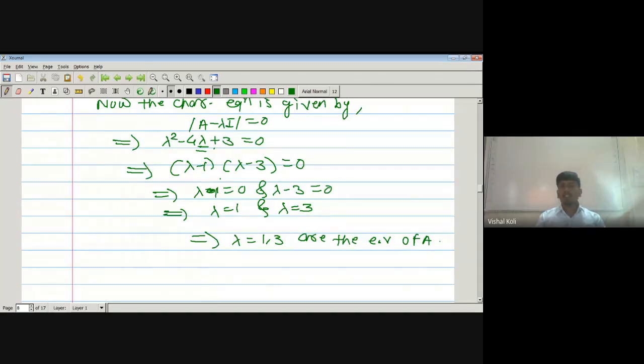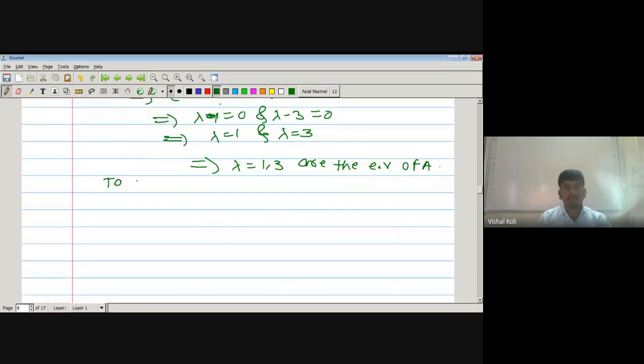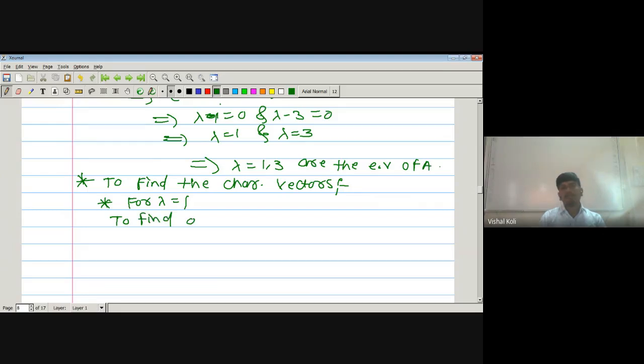Now it remains to find the characteristic vectors, that is, eigenvectors. Corresponding to each eigenvalue lambda there is one non-zero characteristic vector x which satisfies A minus lambda I into x equal to 0. First we will take lambda equal to 1. Now we have to solve A minus lambda I into x equal to 0.